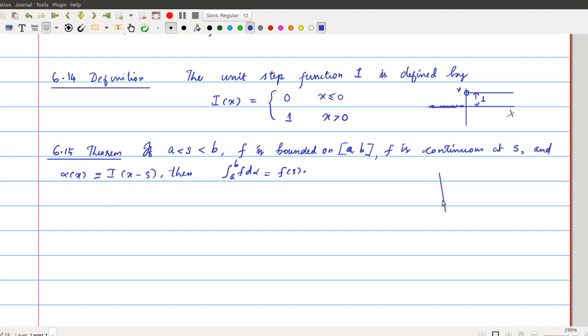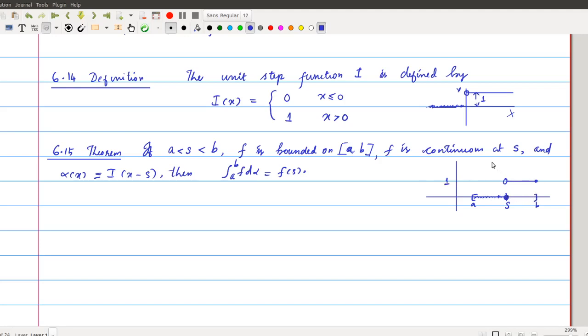So for alpha of x, if we consider the interval [a, b], and we choose a point s in between them, then alpha of x is defined as follows: up to this point s the value is 0, and from this point onwards the value is 1. So this is the definition of alpha of x, and this is the graph of alpha of x.